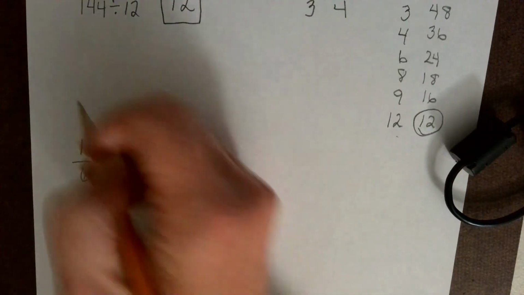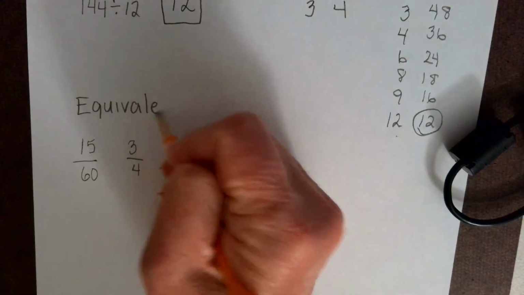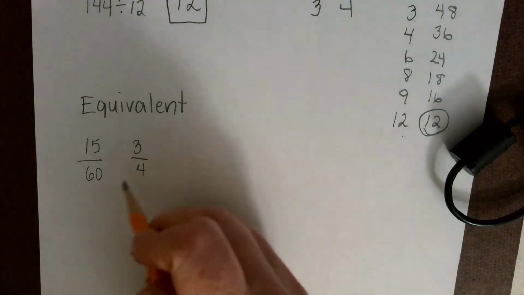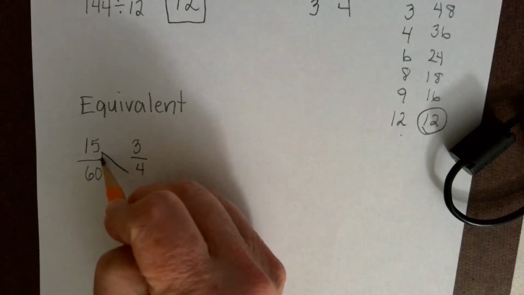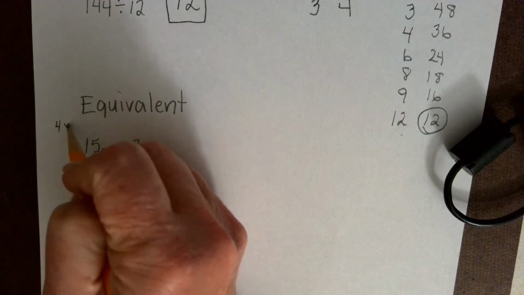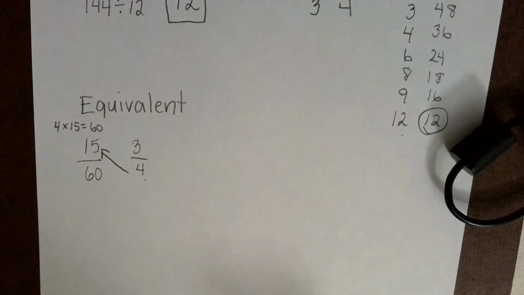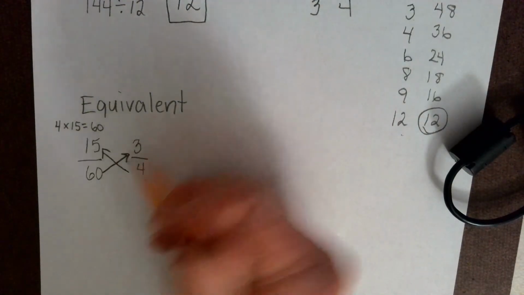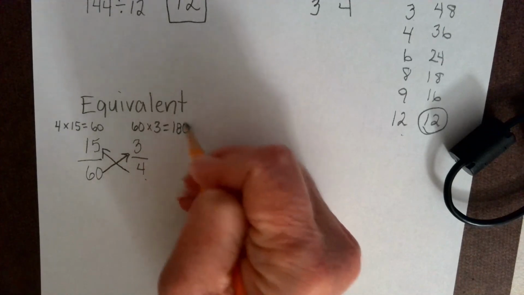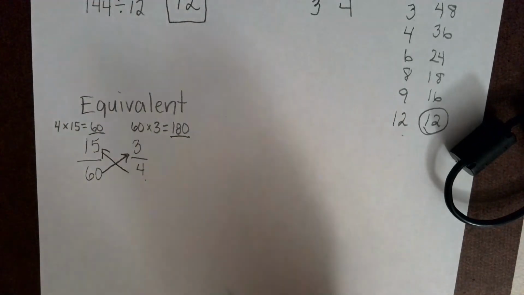And then when I have to tell if they're equivalent, that means do they name the same amount? The easiest way to do that is just to cross multiply and see if I get the same answer. So I multiply 4 times 15, and that equals 60. And then I multiply 60 times 3, and I get 180. And since these two answers don't match, they are not equivalent.